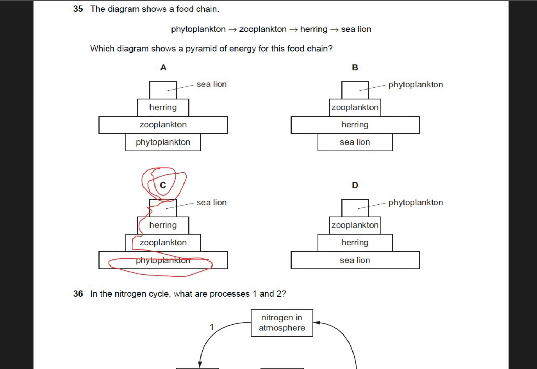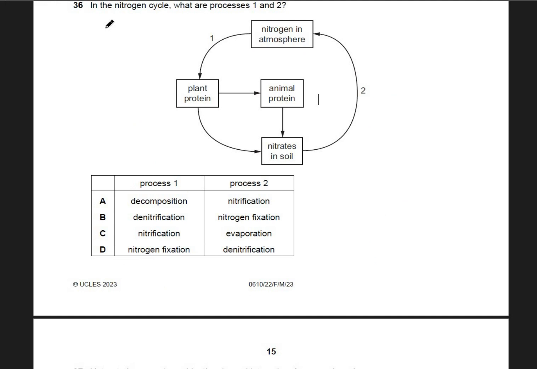All right. Now, coming towards question number 36, in the nitrogen cycle, what are processes 1 and 2? So this is a nitrogen cycle, and this is showing nitrogen in the atmosphere that is converted to the plant protein. The nitrogen in the atmosphere is converted to the plant protein, and then it is converted to the nitrogen in the soil, and then again it is getting into the atmosphere. All right. One more thing, the plant protein is also converted into the animal protein. So what is process 1 and what is process 2?